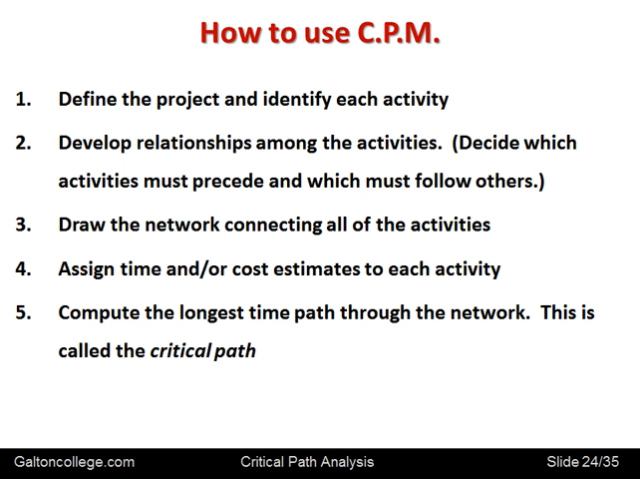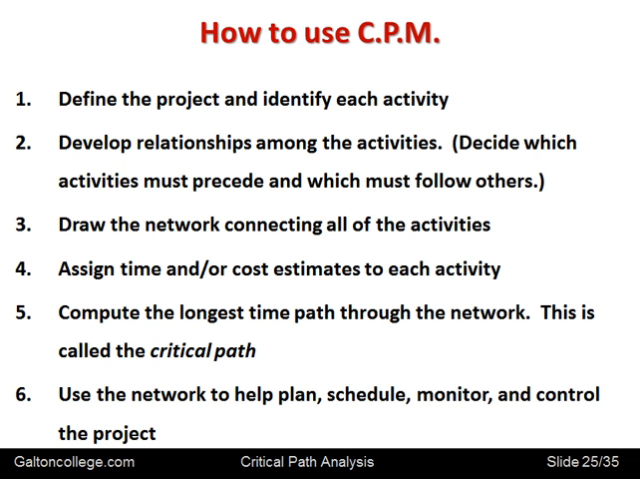Compute the longest time through the network. This is called the critical path. The longest time is the one that there is no flexibility. It must be completed in that time. That's why it's critical. Use the network to help plan, schedule, monitor and control the project. Well, once the network diagram has been worked out, boxes specifying the activities and arrows connecting them to the next activities or the previous activities, once all of that's been worked out, then that can be used to schedule and monitor and control the project.